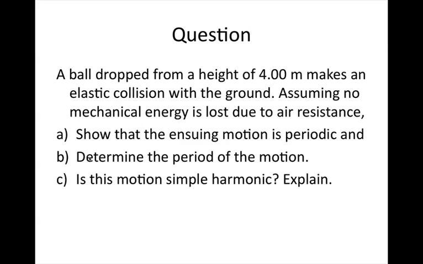Next question. A ball dropped from a height of 4 meters makes an elastic collision with the ground. Assuming no mechanical energy is lost due to air resistance, A, show that the ensuing motion is periodic, and B, determine the period of the motion. C, is this motion simple harmonic? Explain. Okay, so periodic motion is just motion that returns to the same state regularly.